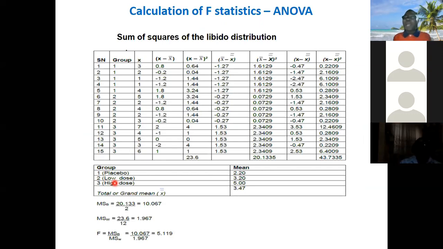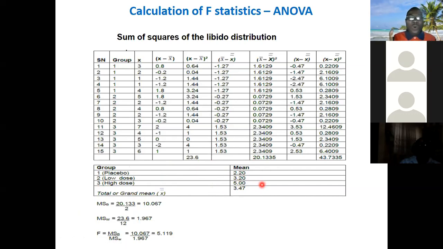So I've explained variance within each group. We have total variance, but the other variance we have not covered is in between both of them. The variance between, you know that each group has its own mean. Group 1, look at it. Group 1 has 2.2, mean of placebo. Group 2 is 3.2, mean of low dose. Group 3 is 5, mean of high dose.